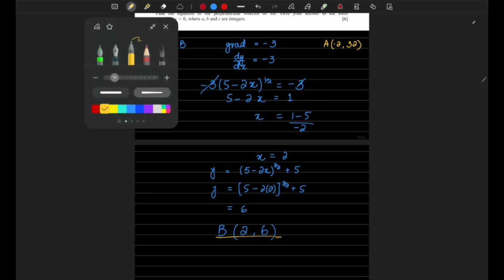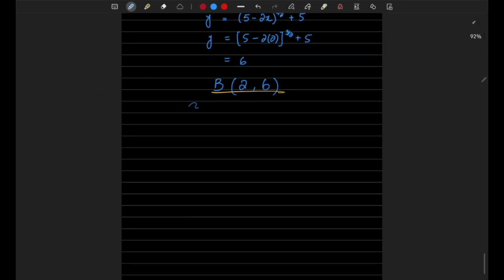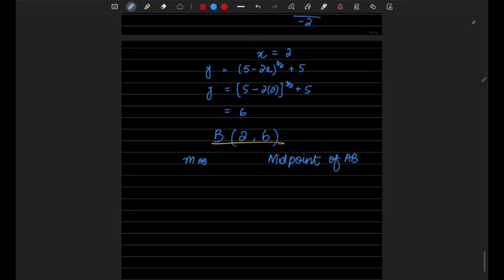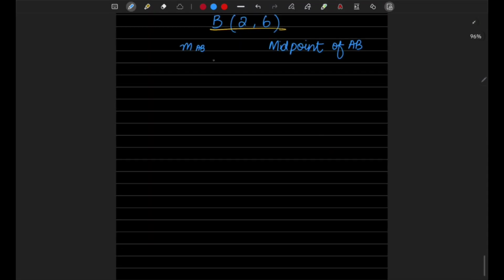Now we will find the slope of AB. Also we will find the perpendicular bisector, so we will need the midpoint of AB to get the equation. So we need the slope of AB and the midpoint of AB, and then we will use the point slope form: y minus y1 equals m times x minus x1.